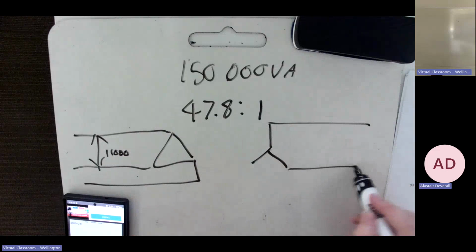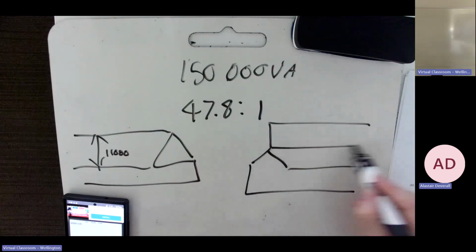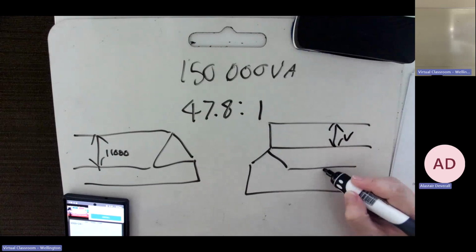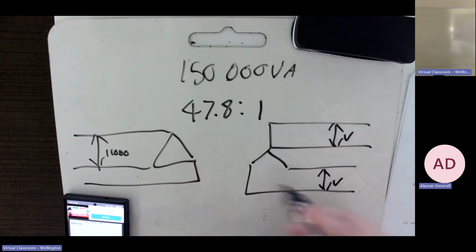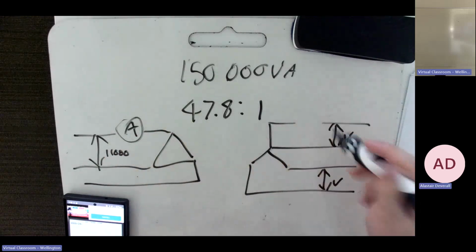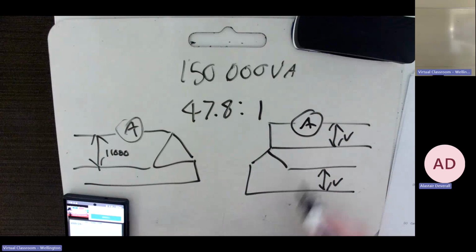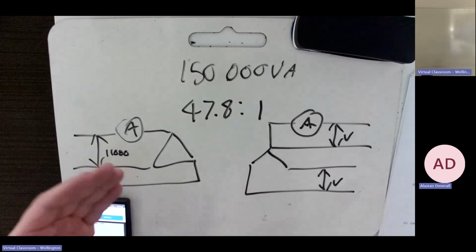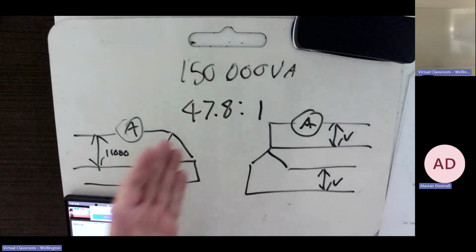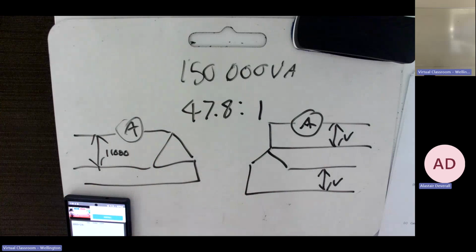Now, we do our lines coming off here. We will have a voltage here, a voltage here, an amperage here, and an amperage here. And we want to work out these values. It's almost guaranteed you will want to know all this information. So all we've been told so far is 150,000 VA, 3-phase delta star, 47.8 to 1, and 11,000.